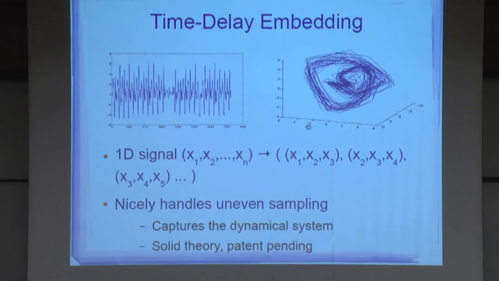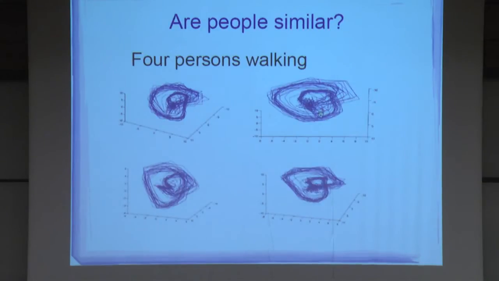So this is something that we have been using to detect what activity a person is actually doing. We take the 1D signal and convert it into a 3D curve, which you see on this side. And then you can ask, well, are people similar? So here are four persons walking, two males, two females. One was even wearing heels. I guess it was one of the females. And basically, you see how similar the walking actually is.